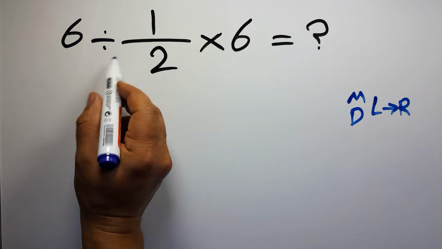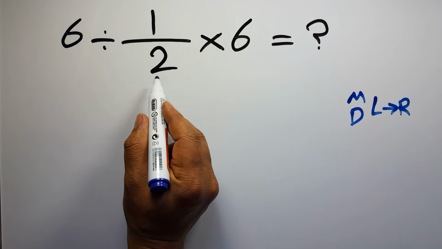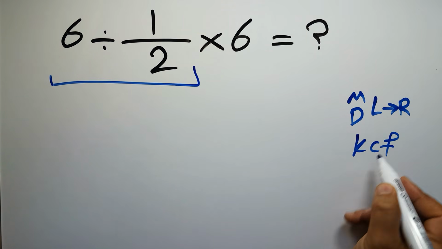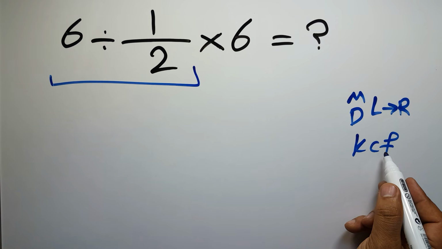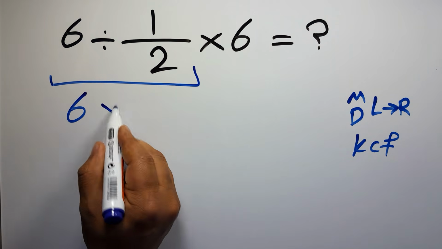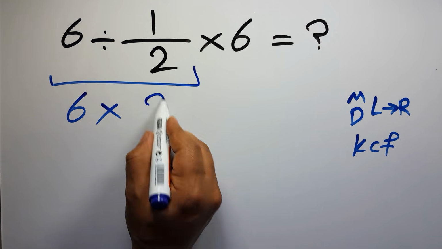So first we have to do this division. 6 divided by 1 over 2. According to the KCF rule, K stands for keep, C stands for change, and F stands for flip. We can write keep the first fraction, change division to multiplication, and flip the second fraction.